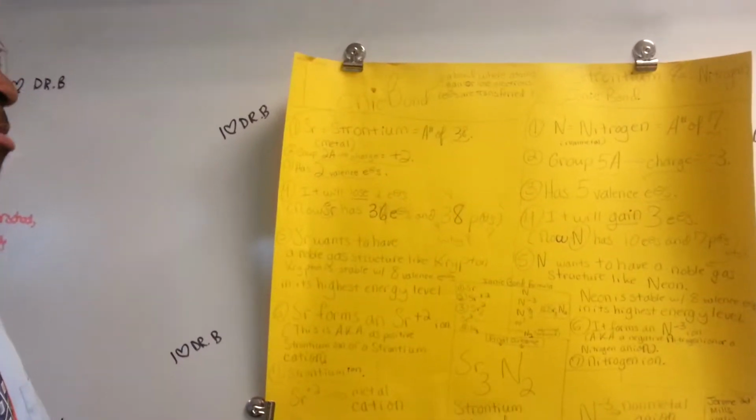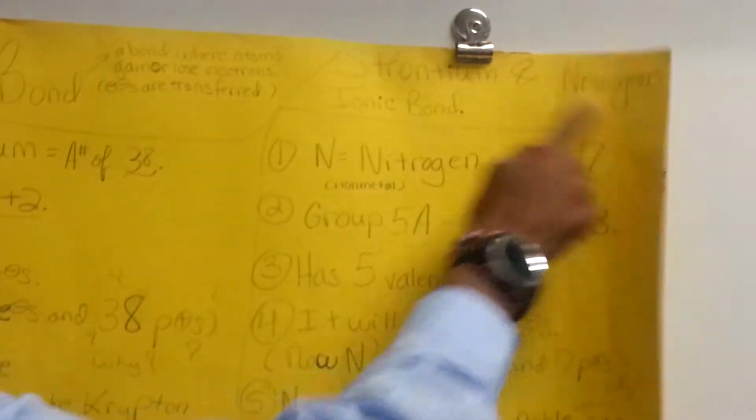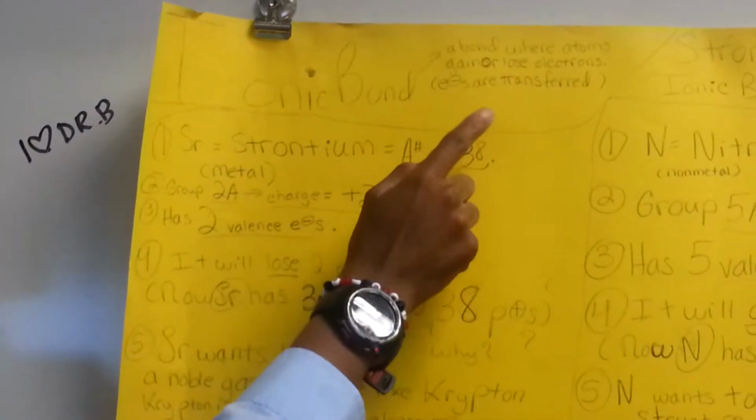Now, for my ionic bond, strontium and nitrogen is in my ionic bond. An ionic bond is a bond where atoms gain or lose electrons.